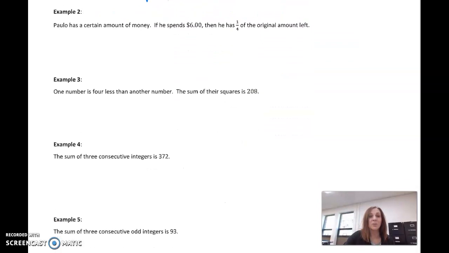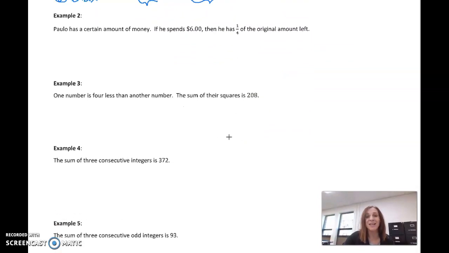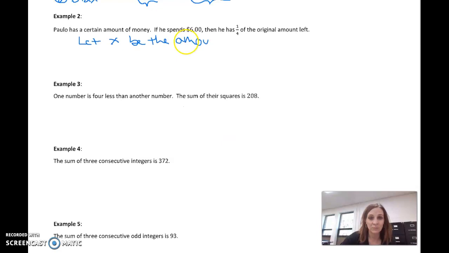Paulo has a certain amount of money. If he spends $6, then he has 1/4 of the original amount left. So again, define the variable. Let X be the amount of money. All right, so we're letting X be the amount of money that he has, or the original amount, or something like that. Probably better ways to write it, but that's okay.